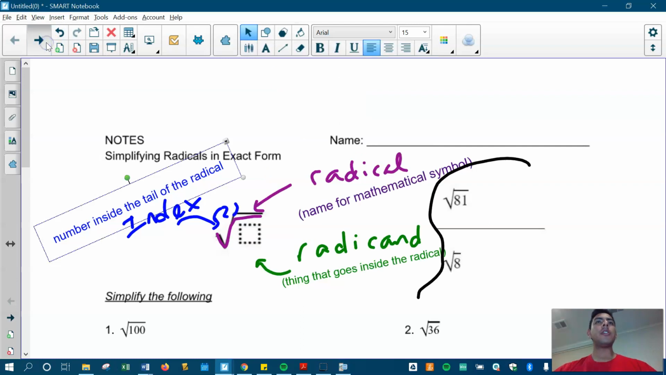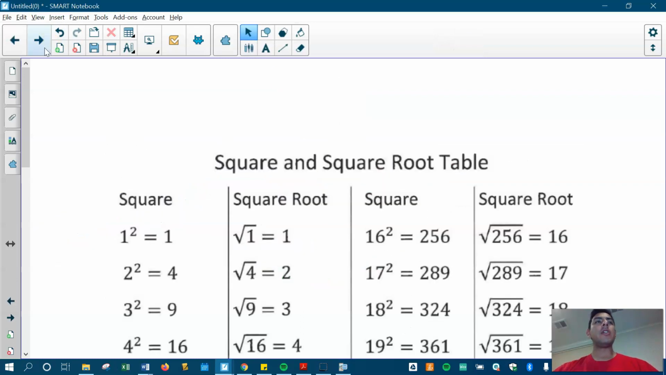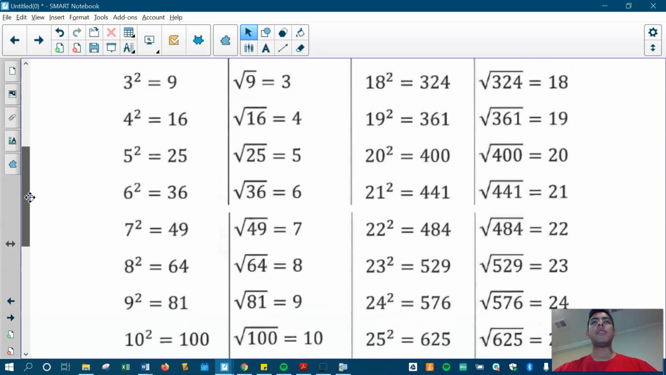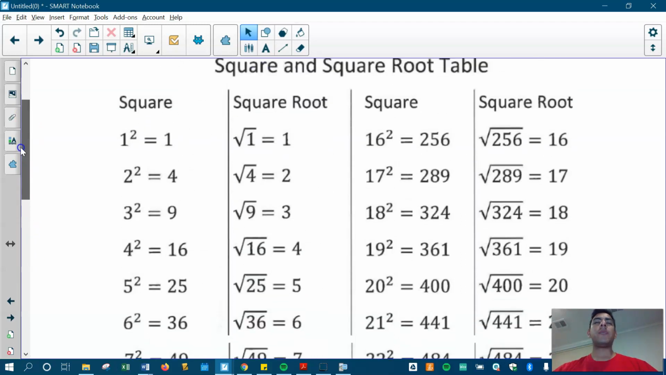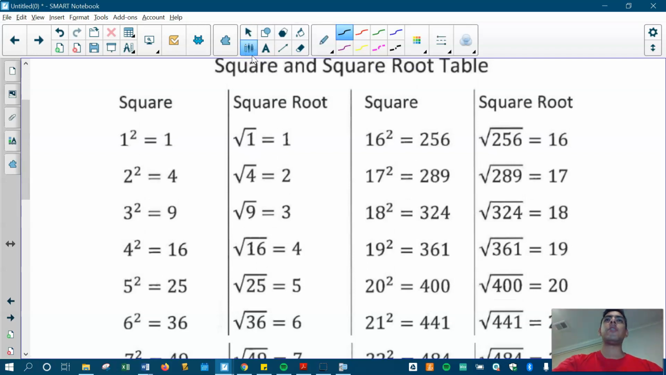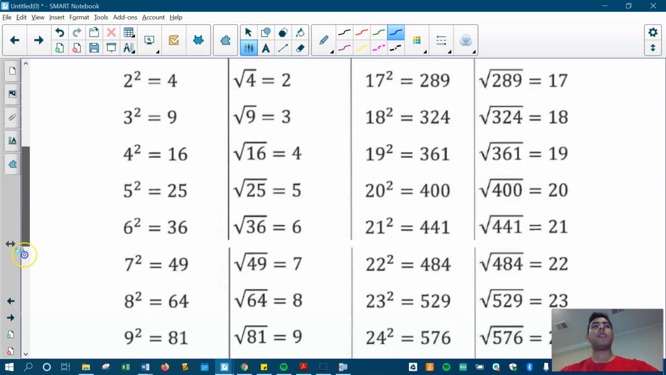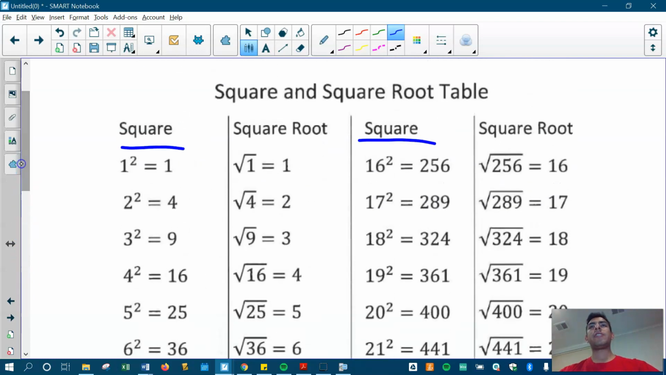On your notes, I hope while you're waiting for this calculator to load, you should have this table. This table is going to come super, super handy. It's all the square numbers, from 1 squared all the way up to 30 squared. Those are all your square numbers, and we're going to need those for our test today.